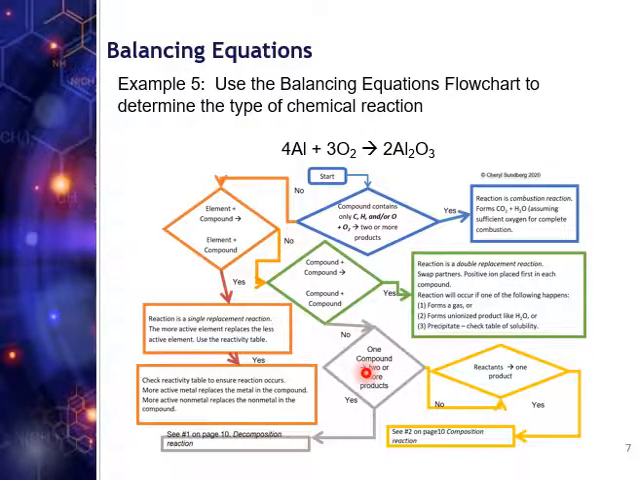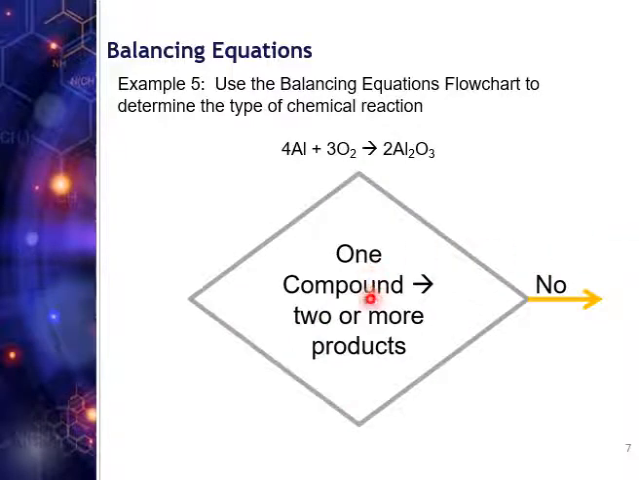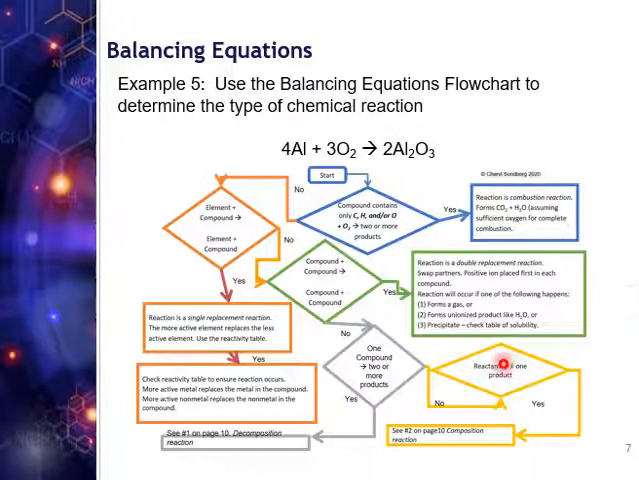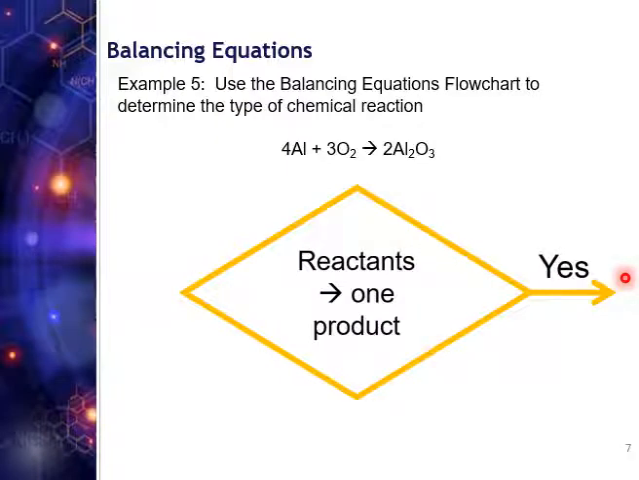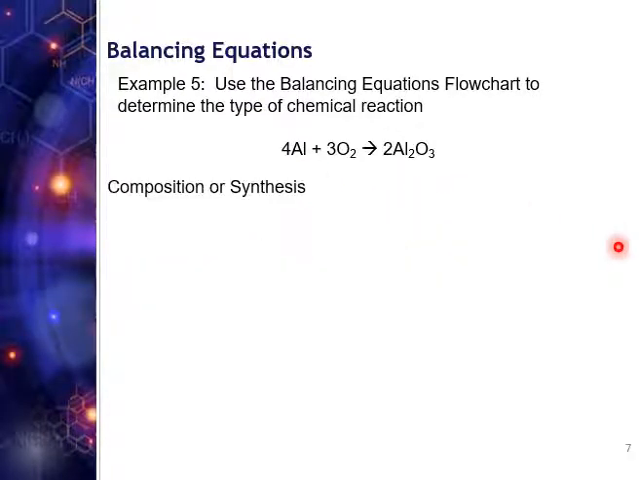We're at this point in the table. Do we have one compound yields and then 2 more products? No, there is no plus sign on the right side of the equation. So we're at this point in the table. Do we have a reactants and then 1 product? And the answer is yes. This is a composition or sometimes synthesis reaction. It is real easy to tell you have a synthesis reaction. There is no plus sign on the right side of the equation.